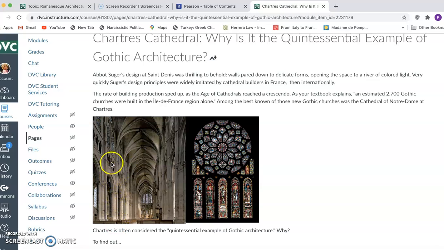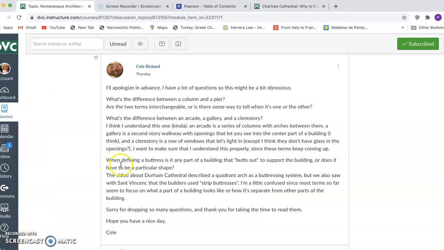So this three-part structure has a kind of rhythm of tall, short, tall, but it also has a rhythm of the amount of light: the light, the shadow, the light. And you will read more about that and see how that's connected to the idea of the Holy Trinity and the sacred elements brought into the cathedral. And Cole's last helpful question is about what's a buttress.